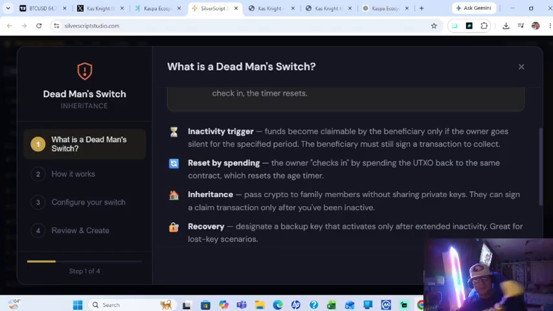Or you could just have it so it automatically goes to her. Funds become available after I haven't touched the wallet for a while. Because I touch my wallet every day. If I haven't touched it in 150 days, a good round number, that's what I would set it at, 5 months, then put the money in my wifey's wallet. All of it. That's my wifey.